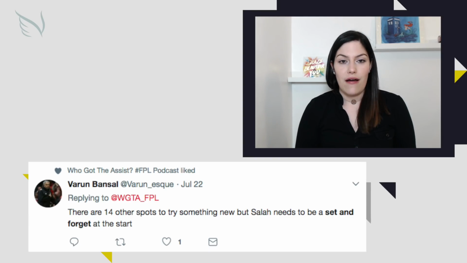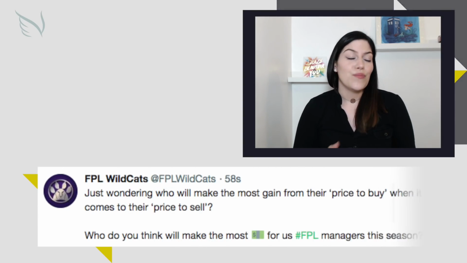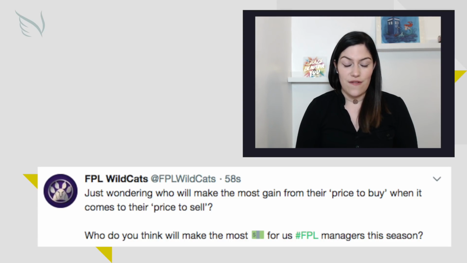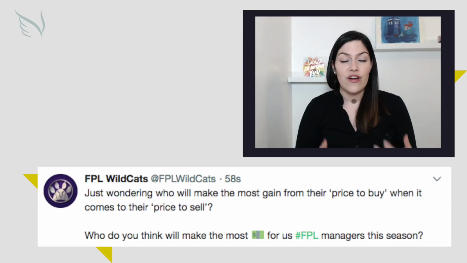And the last two are price to buy and price to sell, and they pretty much do what they say on the tin. Your price to buy is however much it costs you to buy a player from the official fantasy game, and your price to sell is whatever the price it is you can sell that player at, whether you've made a profit or loss on them.